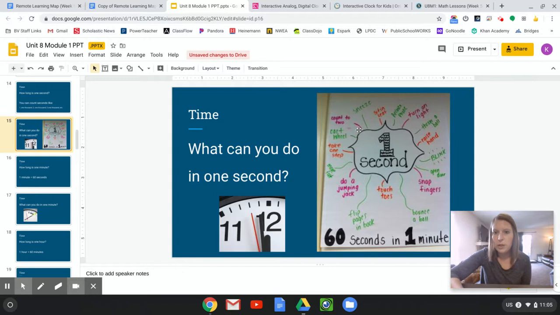Count to 2. 1, 2. A cartwheel. Taking 1 step. Moving fast, I think that says. I can't tell. So all of those things would take about 1 second. So you can think about maybe some other things you could do that take 1 second, and try some of those if you want.